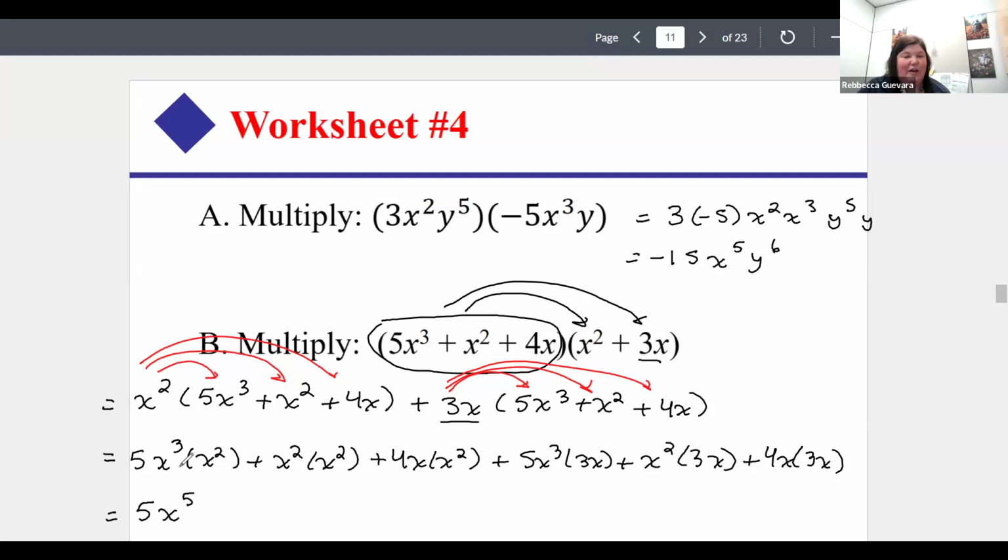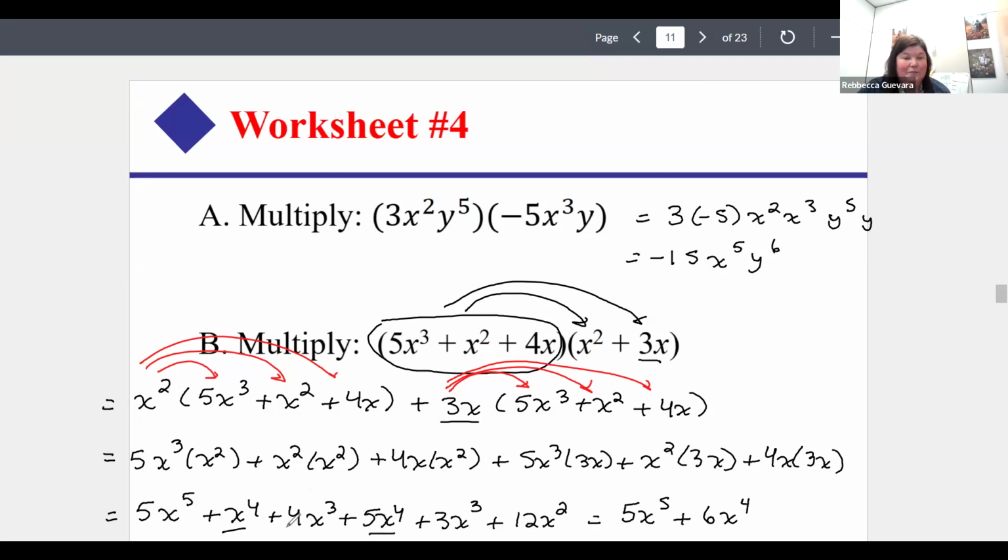So if we simplify that, we get 5x to the 5th plus x to the 4th plus 4x cubed plus 5x to the 4th plus 3x cubed plus 12x squared. So once simplified, we do that again. We get 5x to the 5th. We have an x to the 4th and an x to the 4th. We get 6x to the 4th.